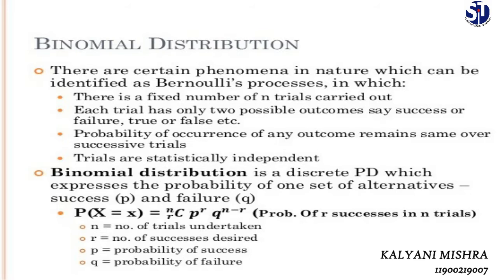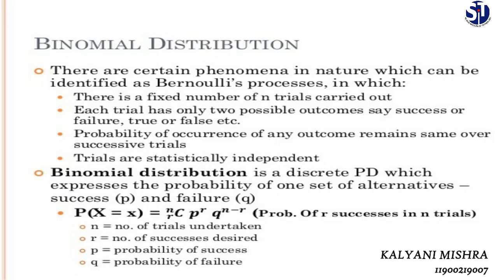A binomial distribution can be thought of as simply the probability of a success or failure outcome in an experiment or survey that is repeated multiple times. The binomial is a type of distribution that has two possible outcomes. There are certain phenomena in nature which can be identified as a Bernoulli process, in which there is a fixed number of n trials. Each trial has only two possible outcomes, say success or failure, true or false, etc. The probability of occurrence of any outcome remains the same over successive trials. Trials are statistically independent.